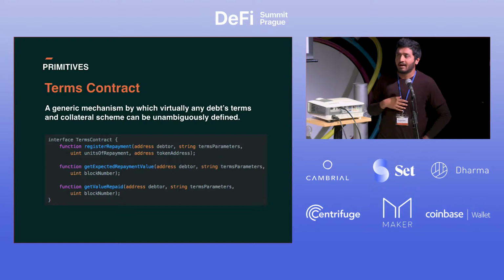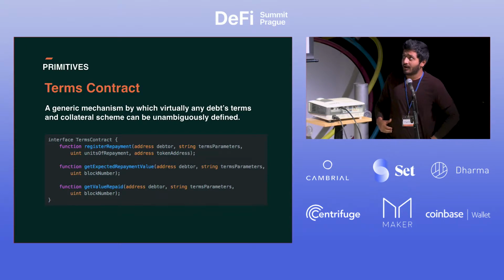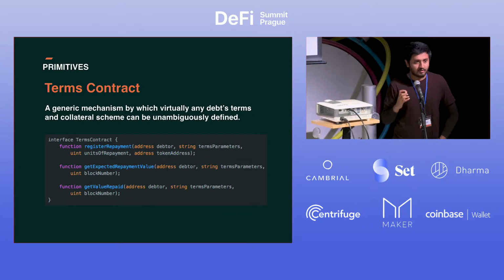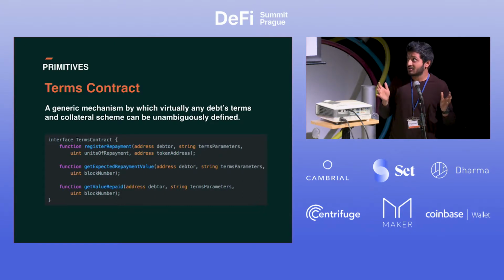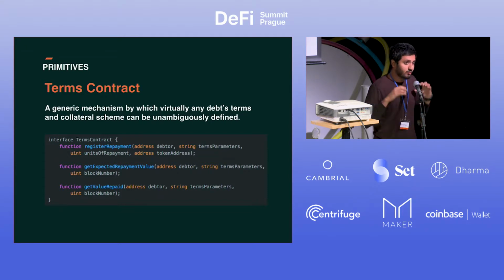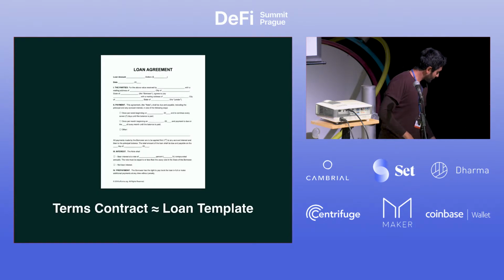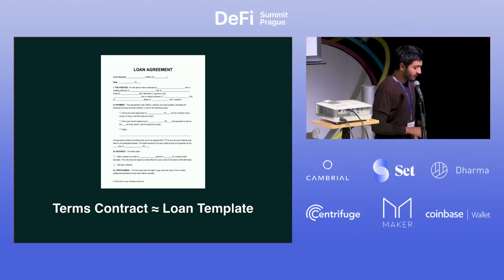Essentially, we have certain primitives that define the characteristics of what an actual debt or loan is. To start with, we have a primitive called the terms contract. The terms contract maps to what a loan template looks like. It defines all the parameters associated with a particular debt. So it defines how repayments are done, how repayment should be registered on the blockchain, and what the contractual environment looks like for a particular debt asset. This maps to a loan template where you have all the blanks, and all the blanks are mapped into the terms contract itself as parameters.